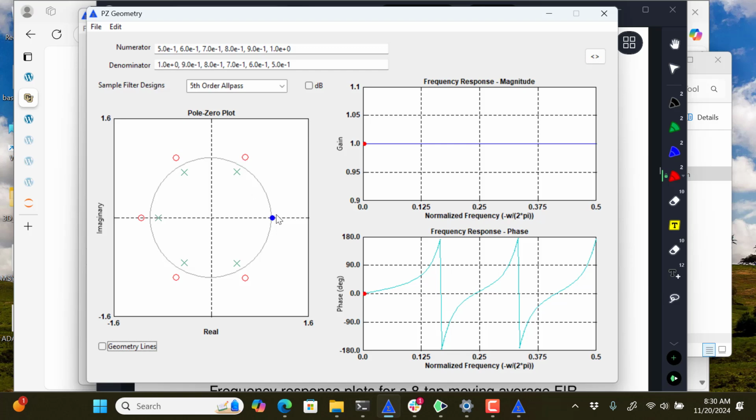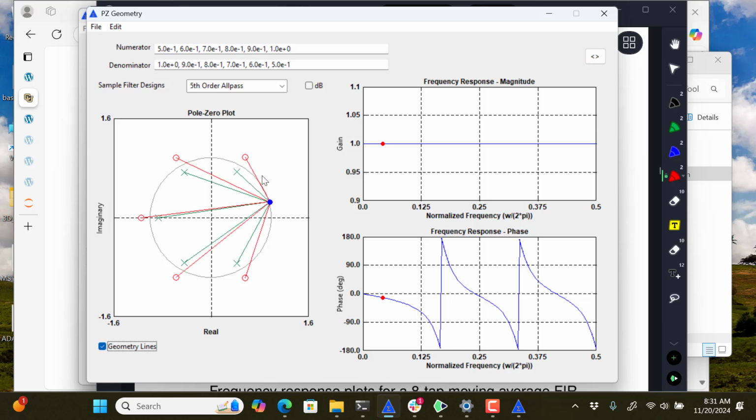And what that does mathematically, and we'll look at this in a bit, if I turn the construction lines back on here, all of these product of the vectors, the numerator are the product of the red lengths and the denominator the product of the green lengths. All of these are staying in perfect check. As we go around, it's holding the gain perfectly flat.